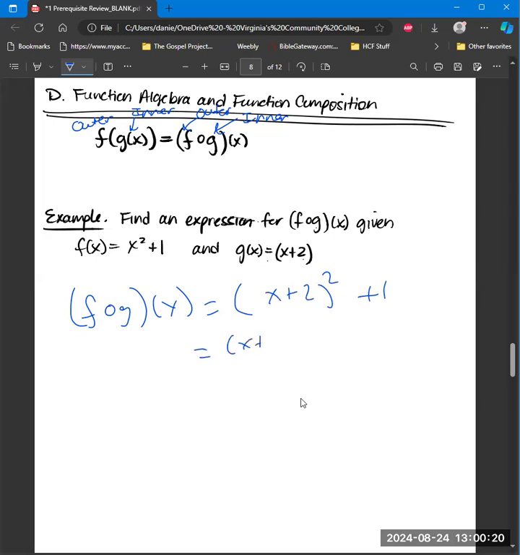So this is (x + 2)(x + 2) + 1. Do not just say this is x squared plus 4. That's bad. Don't do that. You're going to miss your middle term. Don't forget to FOIL here. X times x is x squared. And then your O is going to give you a 2x, and your I is going to give you another 2x, and 2 times 2 is 4. Plus 1 is going to be x squared plus 4x plus 5.